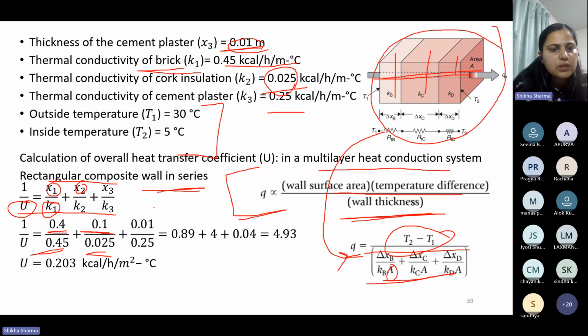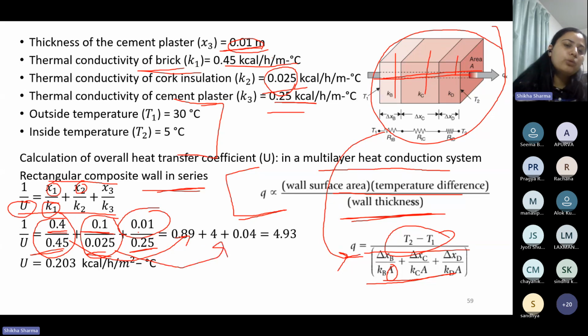Thickness of cement plaster is 0.01 divided by thermal conductivity of this cement plaster, 0.25. So 0.4 divided by 0.45 is equal to 0.89. Then the second is 0.1 divided by 0.025, which is 4. And then 0.01 divided by 0.25 is 0.04. When we sum them, it will be 4.9.